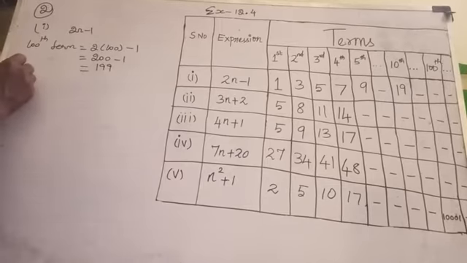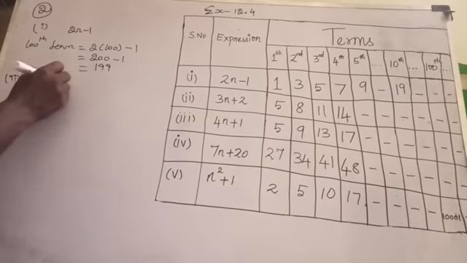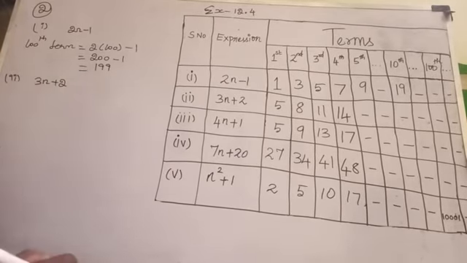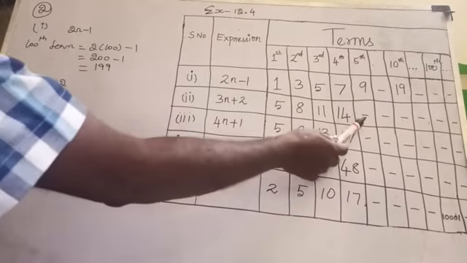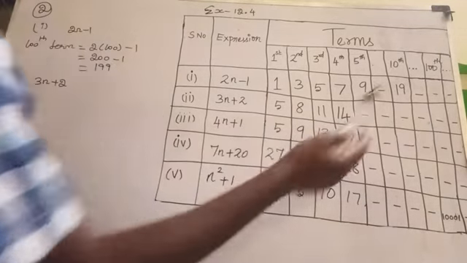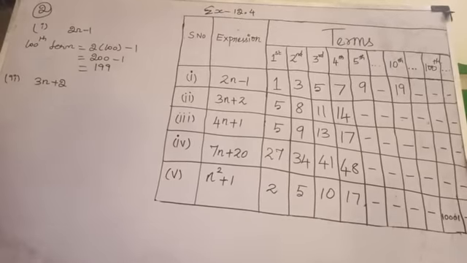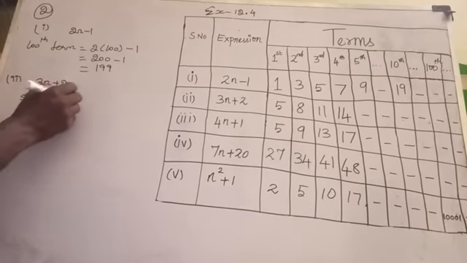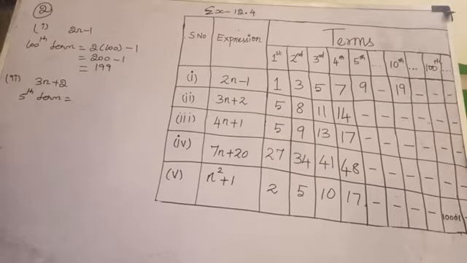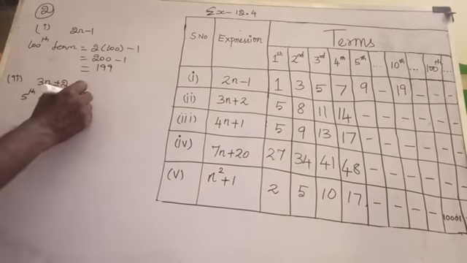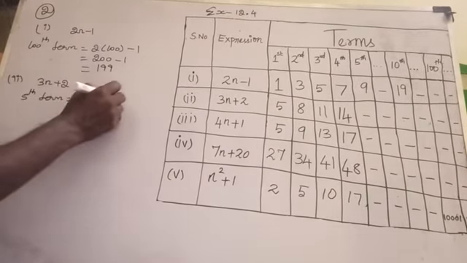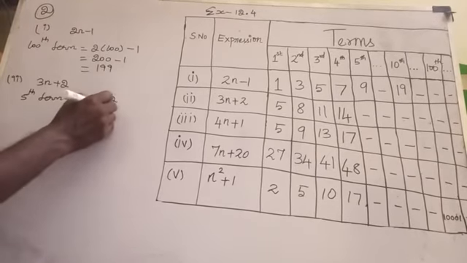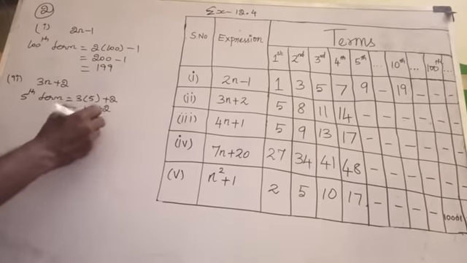Now come to the second expression. The second expression is 3n plus 2. Now what do you have to find? You have to find the 5th term, then the 10th term, and then the 100th term. So the 5th term of the expression 3n plus 2 is, replace n by 5 here. So 3 into 5 plus 2, which is equal to 15 plus 2, which is equal to 17.